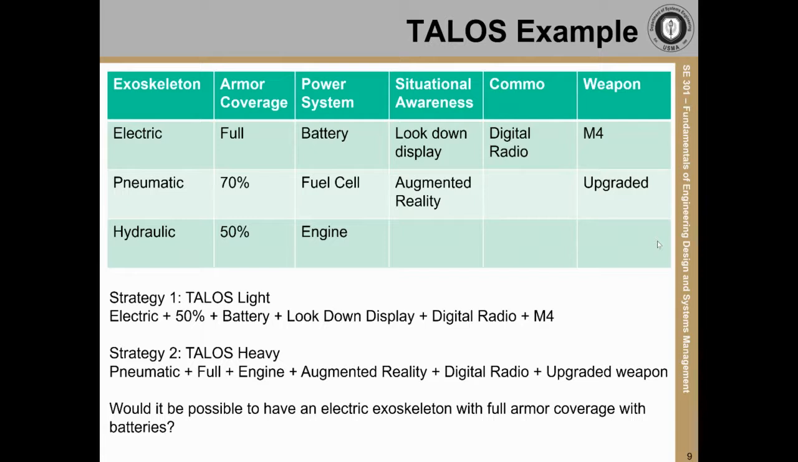So we developed 2 strategies. The first was what's called TALOS Lite, and this was intended to give us one end of the design spectrum where we're trying to figure out, hey, we move to the objectives, moving through the objective, be quick, so we don't want to weigh down someone with armor. So we went with the lightest weight option: an electric exoskeleton, 50% armor coverage, a battery, look-down displays, digital radio, and M4. And the goal was to keep it simple, because as you add complexity, you add weight, and so the operator would be the least encumbered with this.